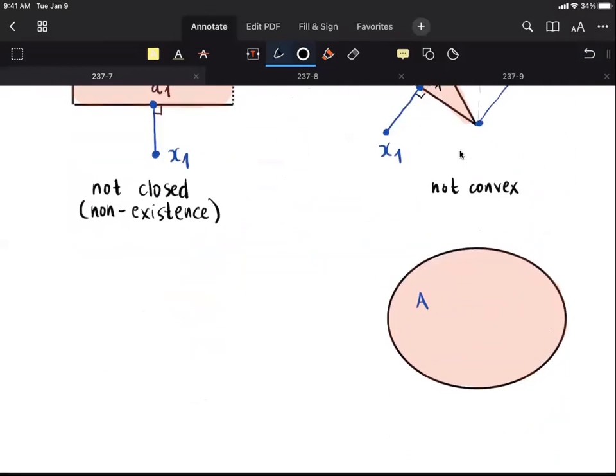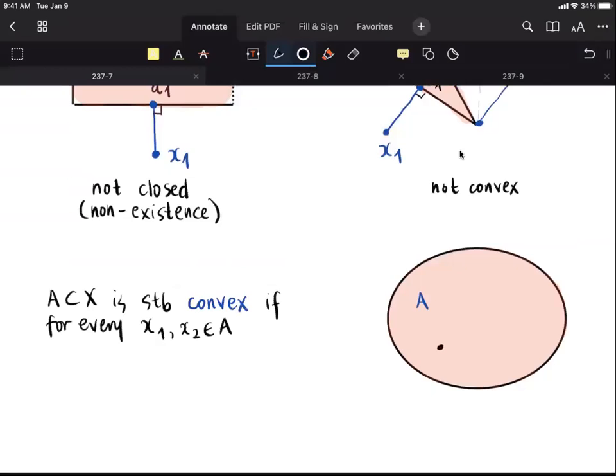As I recall, note that a subset A is said to be convex if for every two points, let's say x1 and x2 in A, the line segment passing through these two points must be contained in A. To write that mathematically, given these two points and a parameter lambda between 0 and 1, the convex combination lambda x1 plus (1 minus lambda) x2 must also be in A.